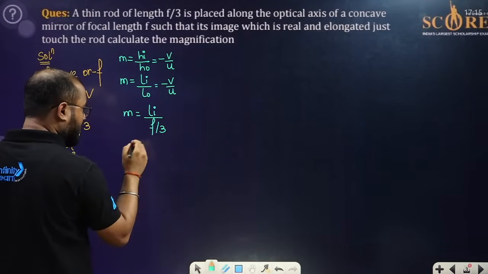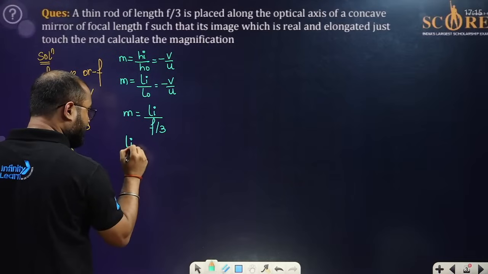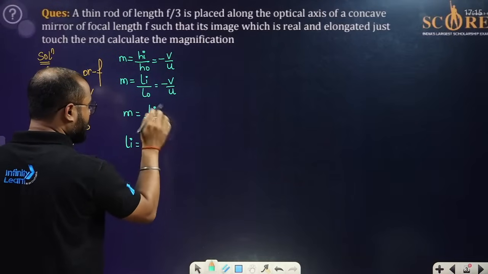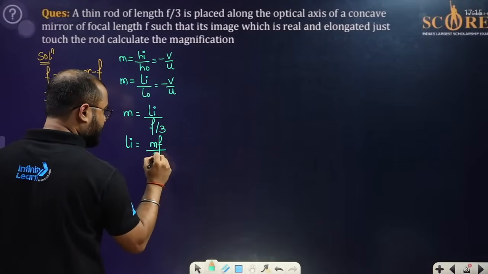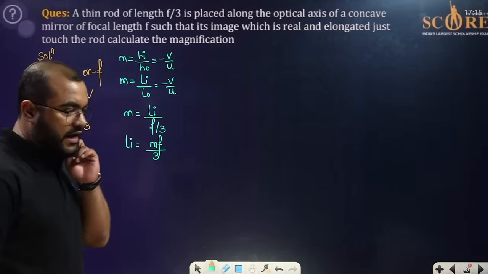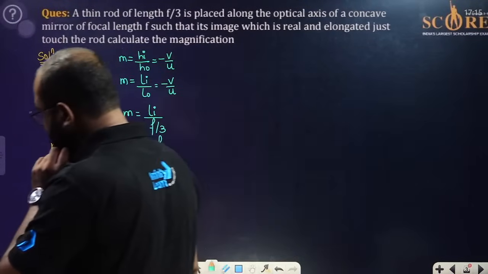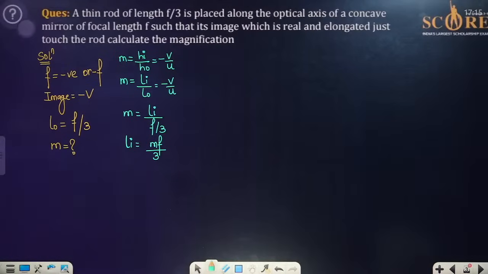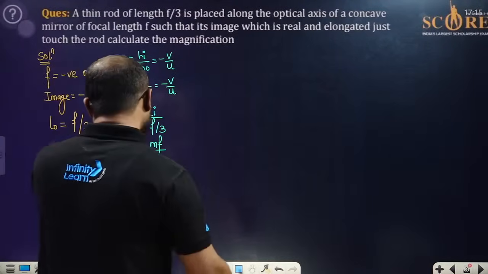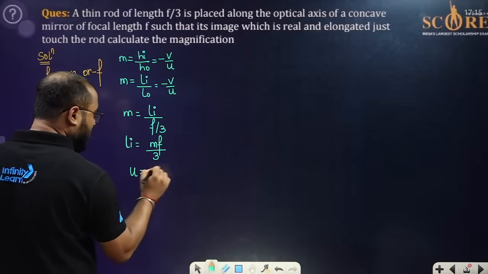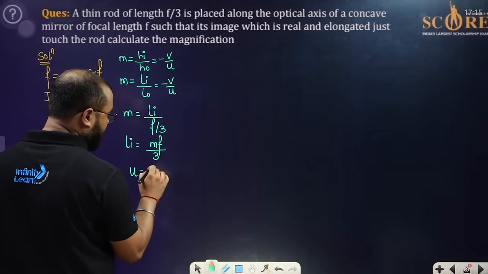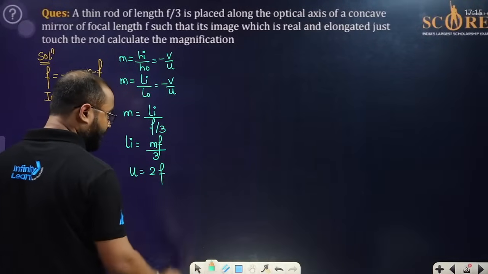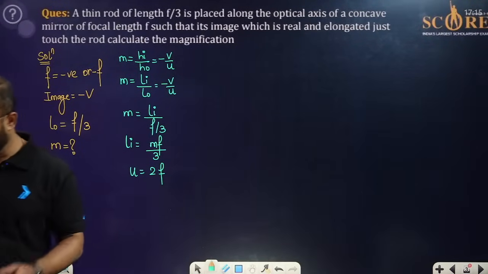So in short, li, that is the length of the image, can be written as mf by 3. That is the length of the image. Let us move forward, and we are also finding out the value of u, everyone. As I have told you, it is at the center of curvature. So the object distance at the center of curvature can be written as 2f, as we all know.